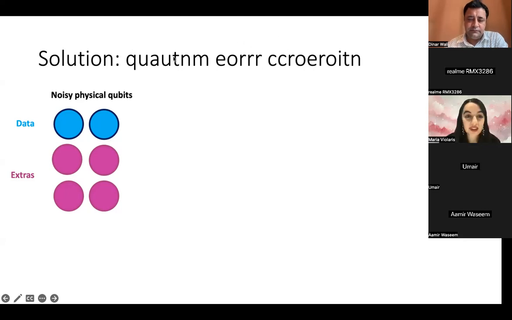We have a bunch of letters for each word. And that's what means that you can switch some letters around and you can still see what the word is. So we do a similar thing with qubits.